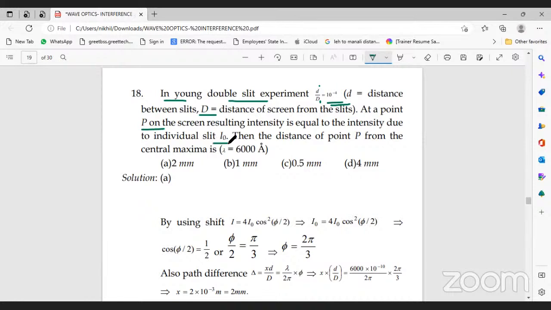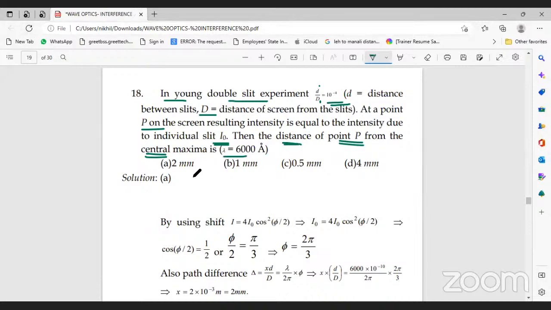At the point P, intensity becomes I naught. Point P is from the central maxima. Wavelength is given. Then they are expecting you to find the distance.